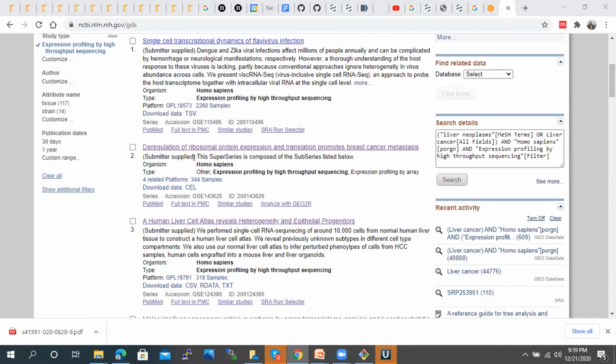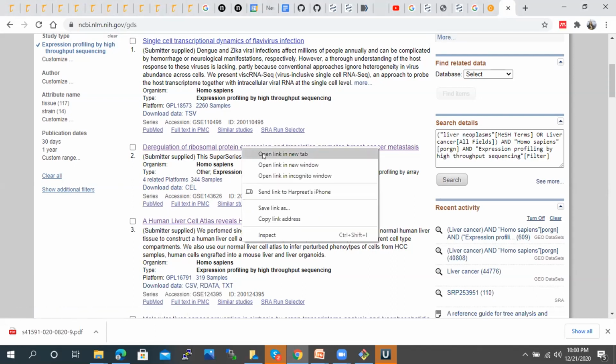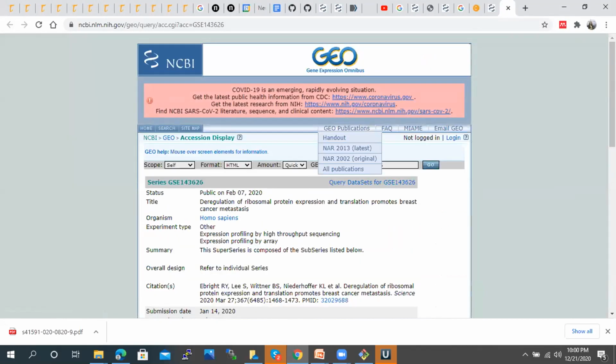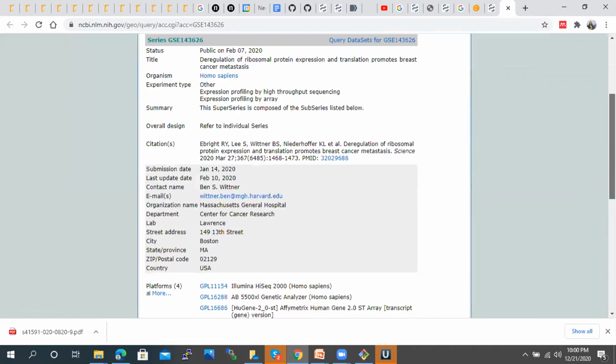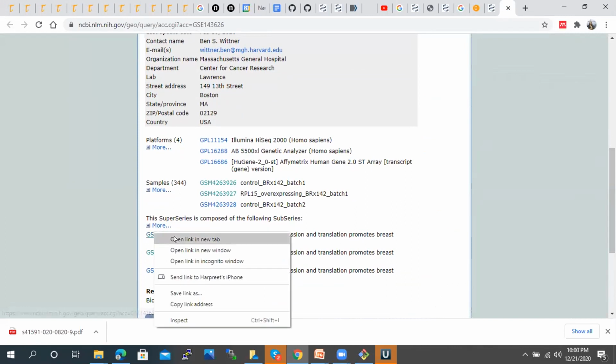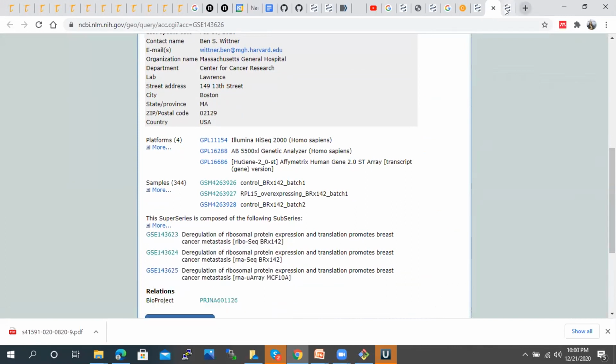Here they must have compared both liver cancer and breast cancer types. Here we have 344 samples. If you click on this, we are directed to this page. Here you will find that this particular data set has multiple series. For example, we are interested in this series.